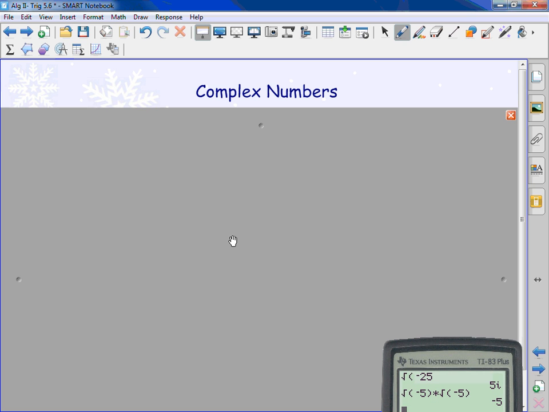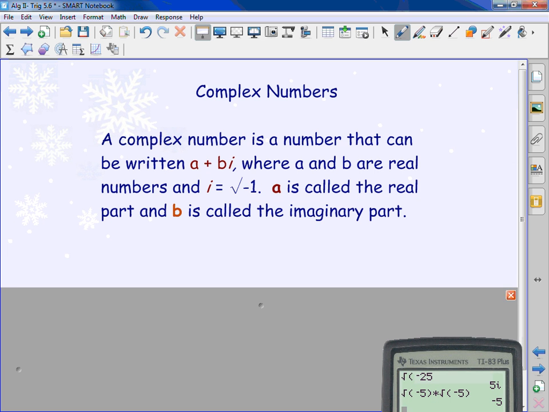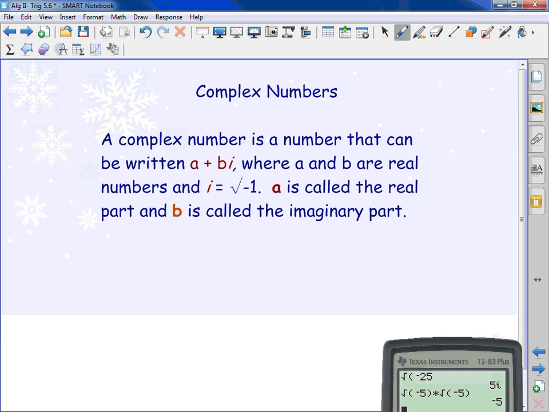Now, complex numbers is just a combination of real numbers and imaginary numbers. Complex numbers are always in the form of a plus bi. a is the real part. b is the imaginary part. You're always going to have an i attached to the end.